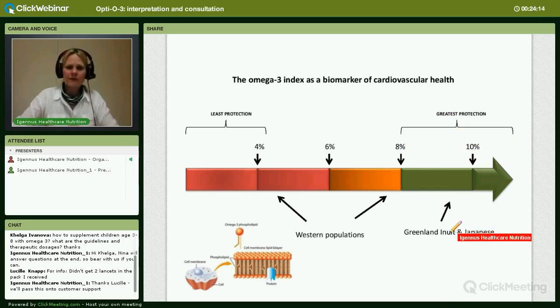And not surprisingly, populations who have the highest fish intake will have the highest levels of omega-3 fatty acids within their red blood cell membranes, and they have the greatest protection against cardiovascular disease. If you are consuming a Western style diet, it is likely that your omega-3 index is going to be within this range. And the results that we're seeing specifically, we're finding that people are around about here, anywhere between about 4 to 6%. We get the odd person in this greatest protection area, but generally it's between about 4 and 6%.